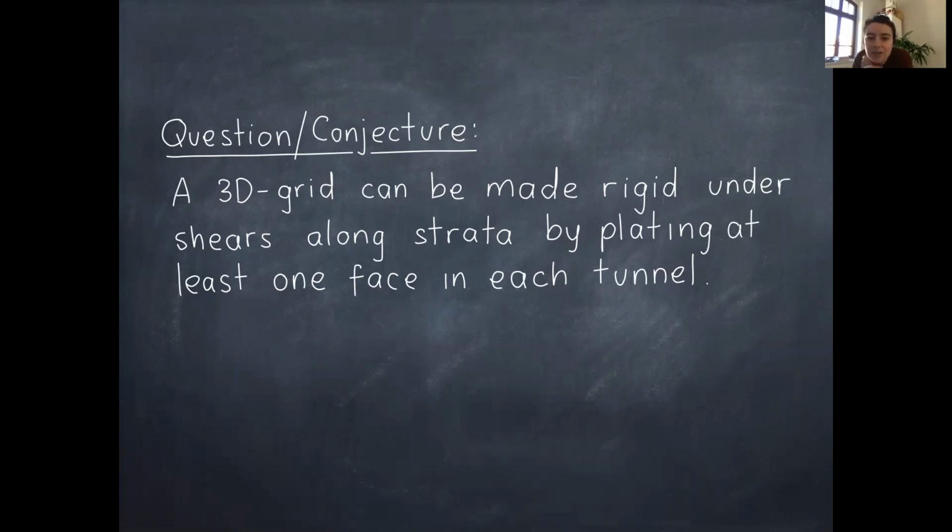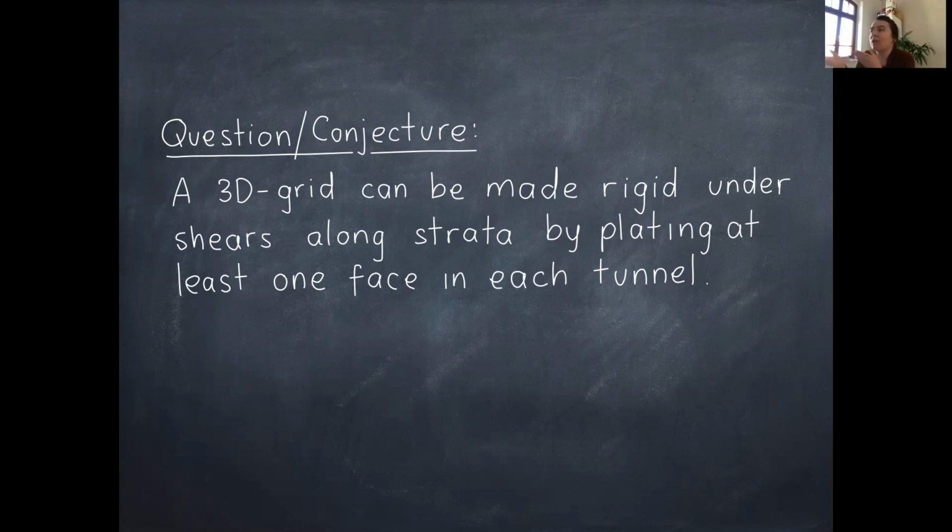I see there's a question in the chat. When you say rigidity, do you mean infinitesimal rigidity? No, I mean, when I say rigidity, I mean the distances between two vertices are not supposed to change, I guess.